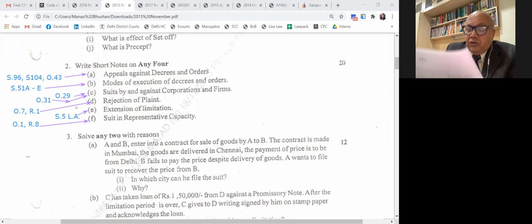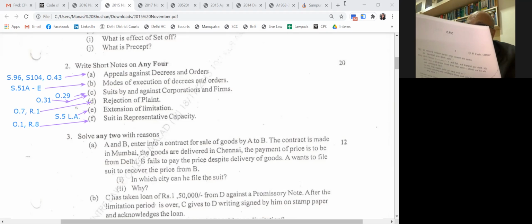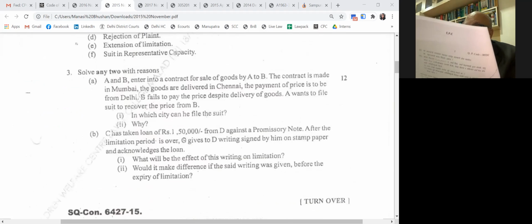Next is to solve problem 2. A and B enter into a contract of sale of goods, A selling to B. The contract is made at Mumbai. The goods were delivered from Chennai. Payment of the price is to be made from Delhi. B fails to pay the price despite delivery of goods. A wants to file a suit to recover the price from B. In which court can he file the suit, and why?